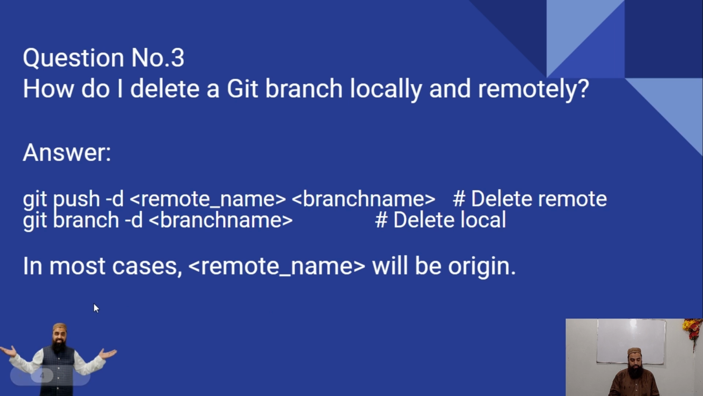And in most cases I have also mentioned that remote name will be origin, like git push -d origin, okay, and branch name release 123. Okay, so that's how we can delete a local and remote branch using these two different commands.